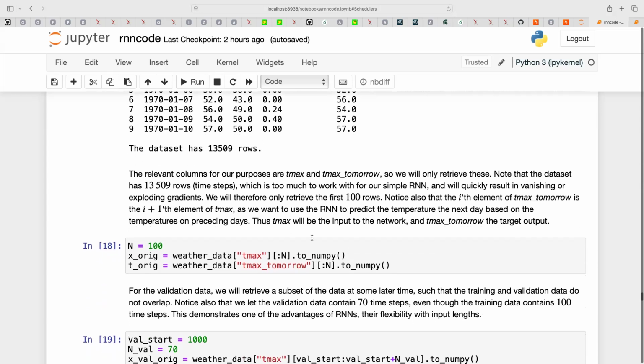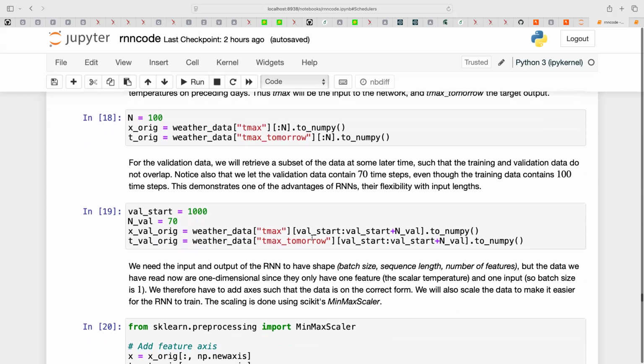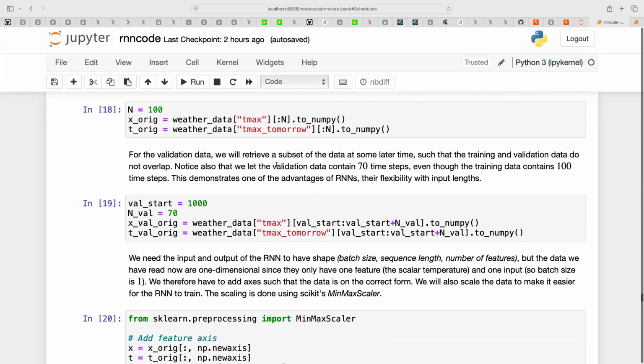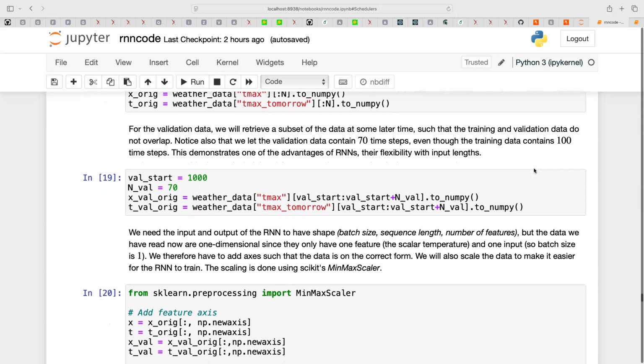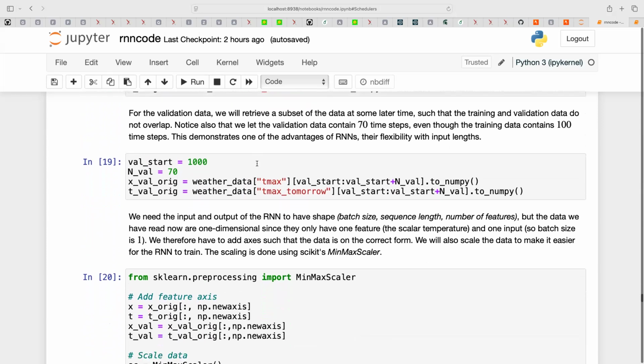So this is just us preparing the data. We have a validation set. For the validation data, we retrieve a subset of the data at some later time, such that the training and validation do not overlap. So we have a validation set which contains 70 time steps, even though the training data contains 100 time steps. So the RNNs are pretty flexible when it comes to input data sets.